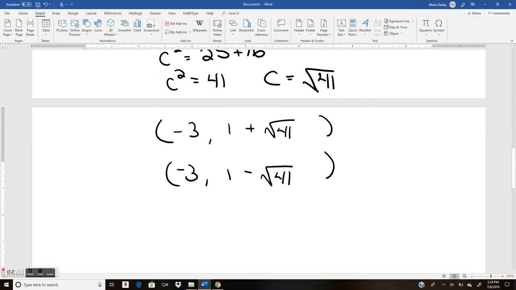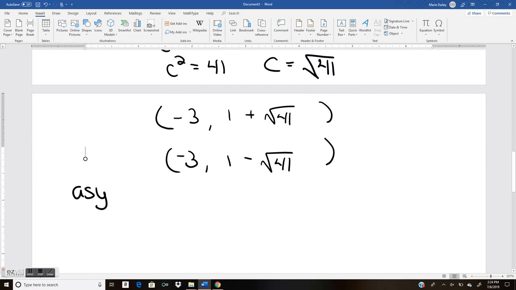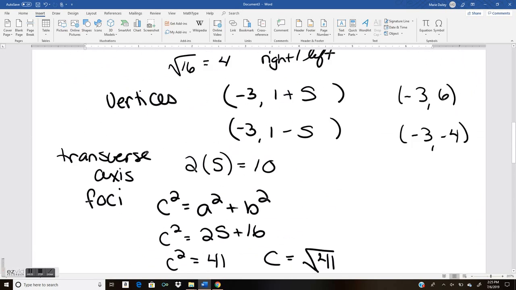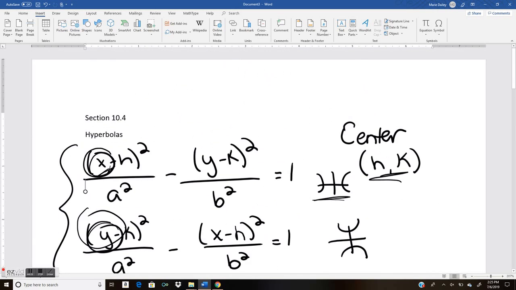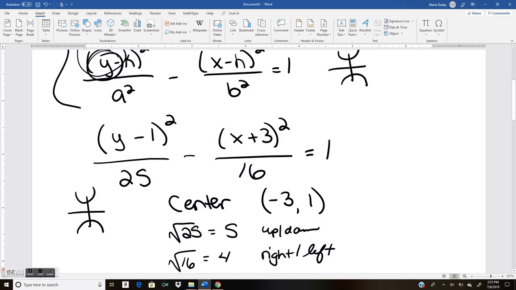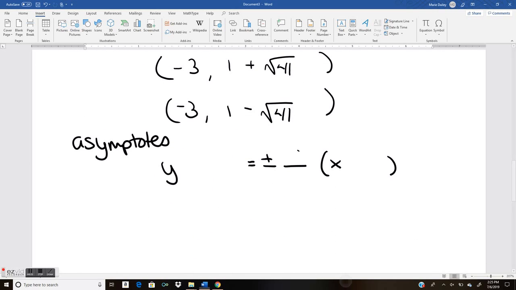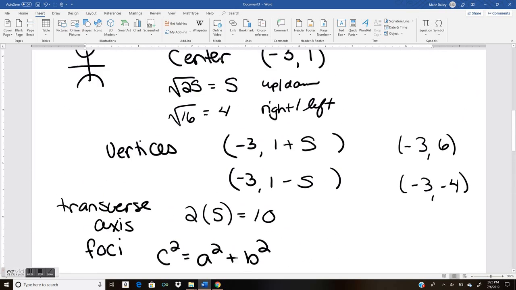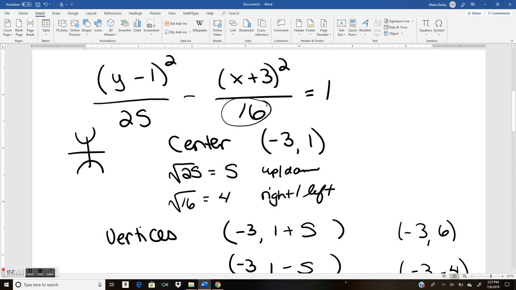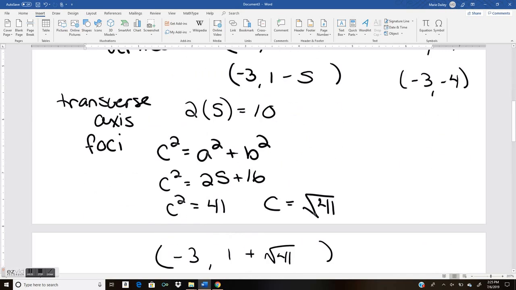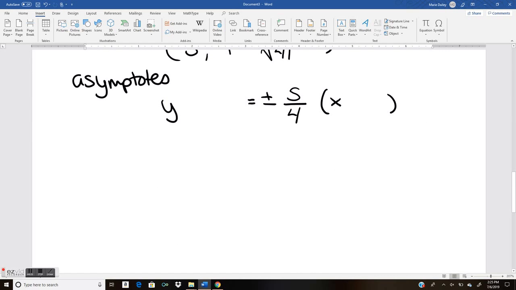Now, the last thing we need is the asymptotes. So for the asymptotes, you're going to have y, then plus or minus a fraction, and then x times it, because, again, we are off center. It's going to be what's underneath the y, which in this case is 25. The square root of 25 is 5, so that's going to be your numerator. Over, let's go back up here to the equation, 16, the square root of 16 is 4, so that's going to be your denominator.